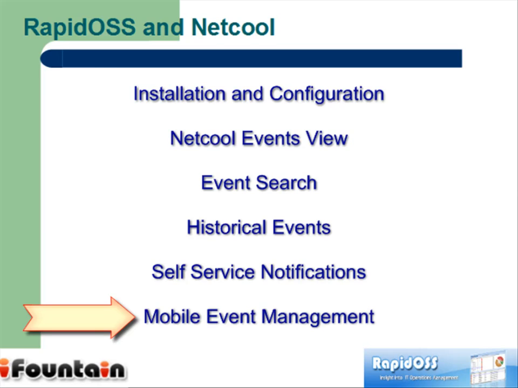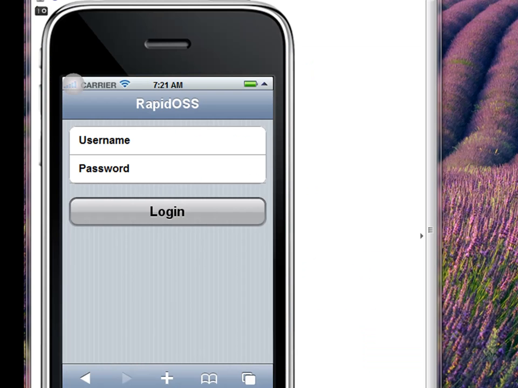RapidOSS provides a unified, consistent, web-based user interface for IT operations. We believe users should be able to navigate through management information seamlessly rather than being forced to jump between disparate tools and inconsistent user interfaces. Now, extending this functionality to mobile devices, RapidOSS provides interfaces that are specifically designed to take advantage of unique capabilities and differences of mobile devices.